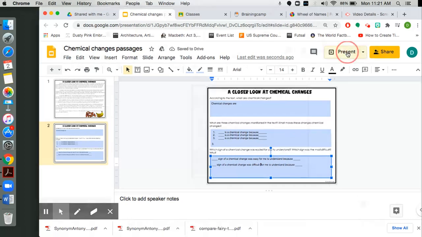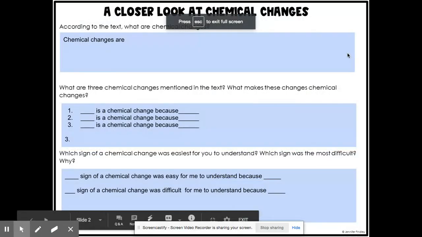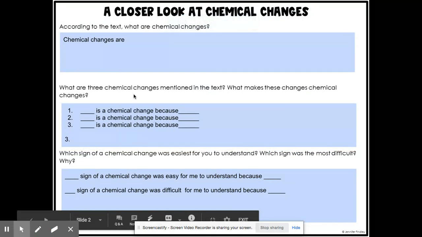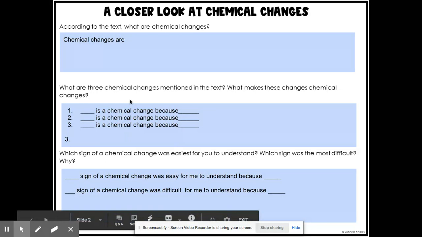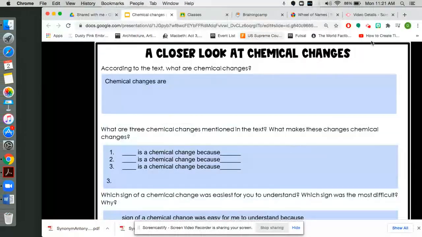Now I'm going to present so you can see these sentence stems better. 5th graders, these are the sentence stems that I expect you to use. I want to make sure that you have a complete sentence, a capital letter, and a period for each of these questions that you are answering. You will be graded for each question, and each question is worth 10 points. So make sure that you have a complete sentence, a capital letter, and a period, and you're explaining why for each question. And let me know if you have any questions.